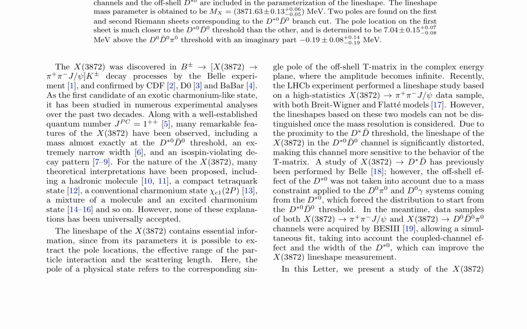As an exotic charmonium-like state, the X3872 exhibits a mass almost exactly at the D*0 D0 threshold, an extremely narrow width, and an isospin violating decay pattern. Theoretical interpretations include a hadronic molecule, compact tetraquark state, conventional charmonium state, and a mixture of a molecule and an excited charmonium state.